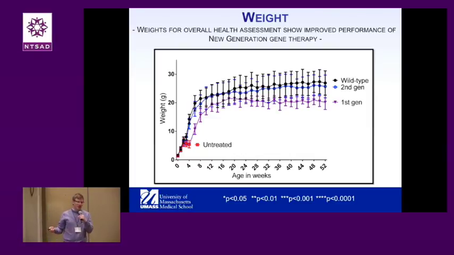And then we measured weight. What you can see here is that untreated mice die very early. The black curve is a wild-type mouse. Then this is our first generation gene therapy. You see a difference between wild-type and the treated mice. And this is our second generation, which is improved and much stronger. You can see it equals the wild-type curve. Next, we tested them on motor function.